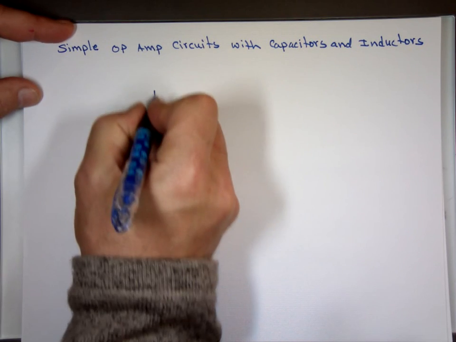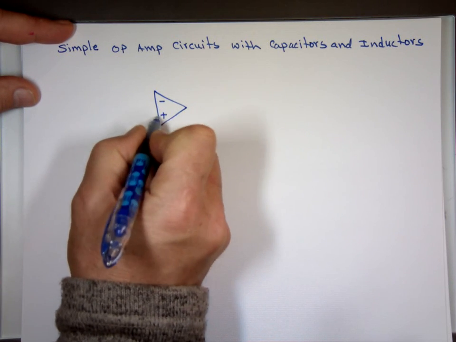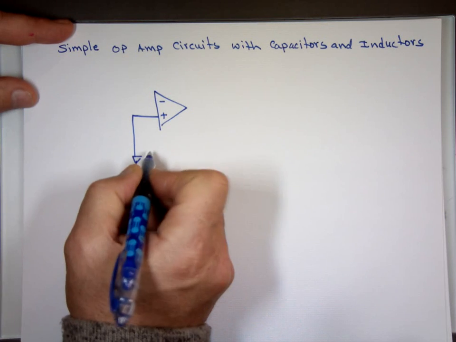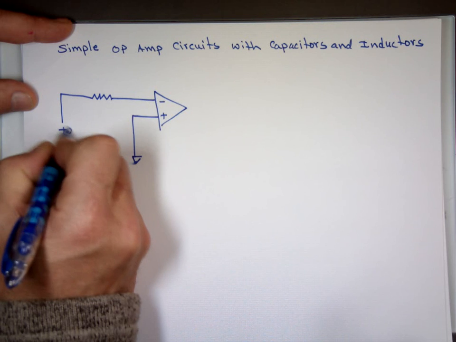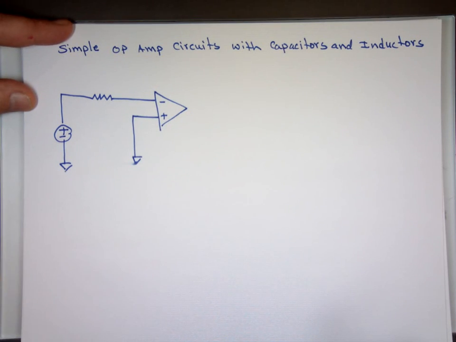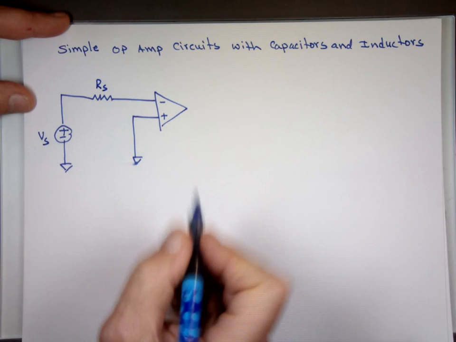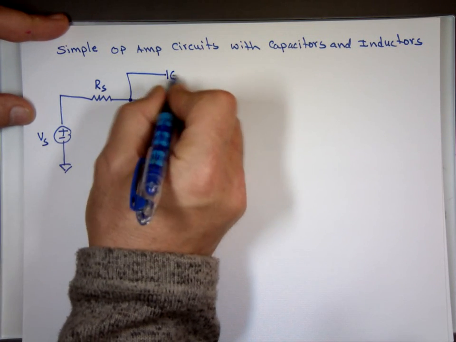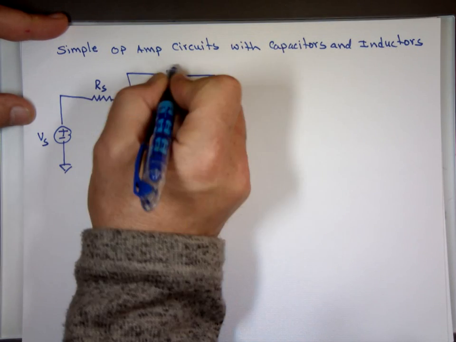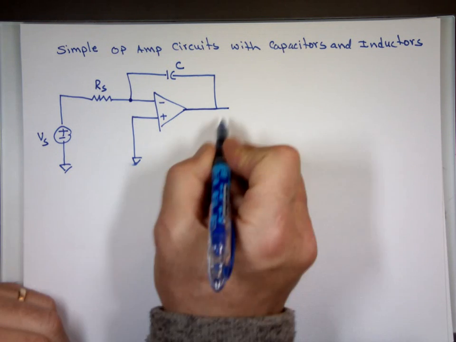So let's take this circuit. Let's put a source here, we'll call it VS. Let's put a resistor called R sub S, the source resistor. And on the top, let's put a capacitor instead of a resistor now. The question is, what's V out?